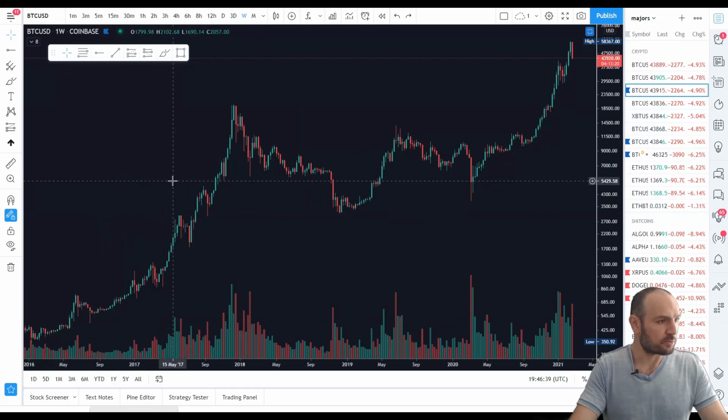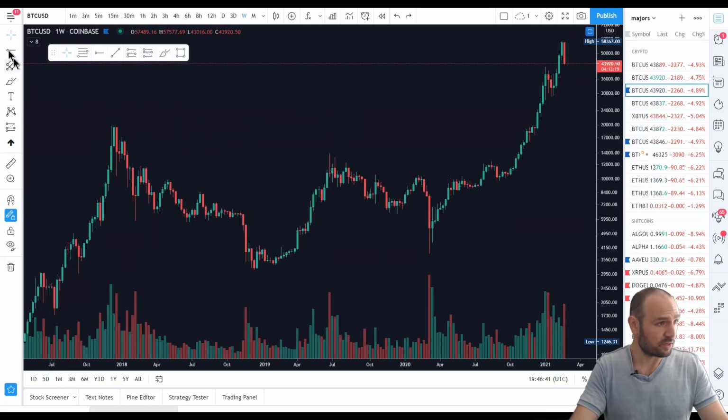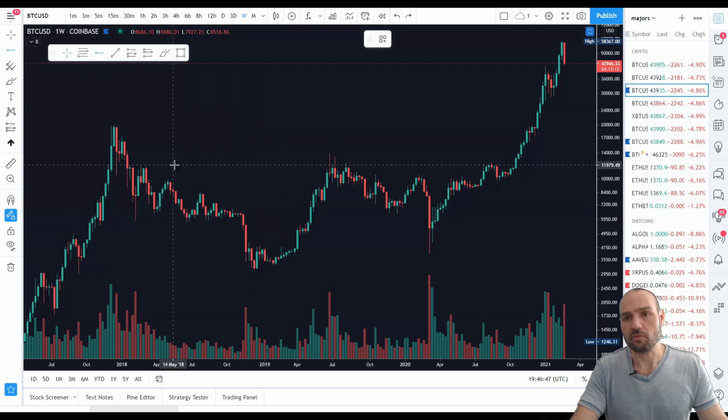I just want to go over some technical analysis. This is the Bitcoin versus US dollar chart on Coinbase. And in regards to technical analysis, it's not a prediction, it's just a way to manage your entries and define your risk and your exits.